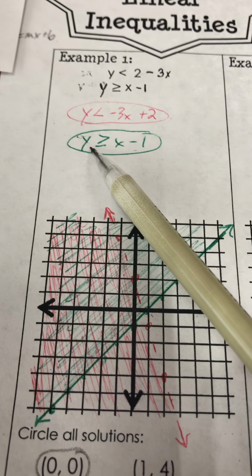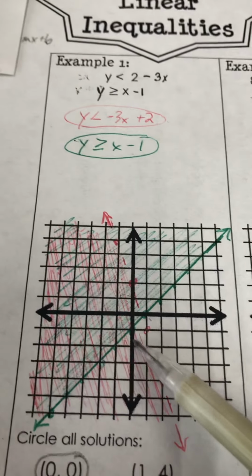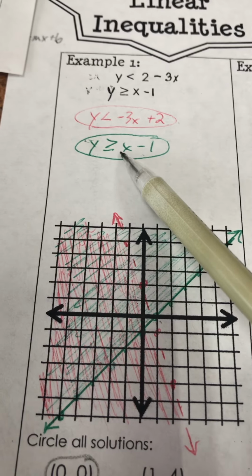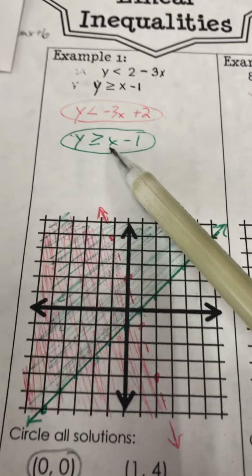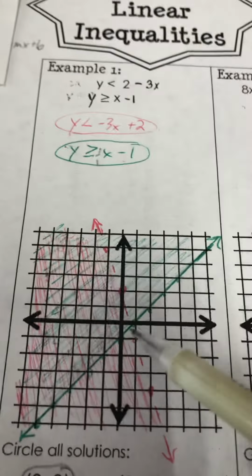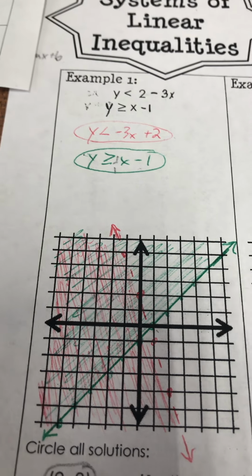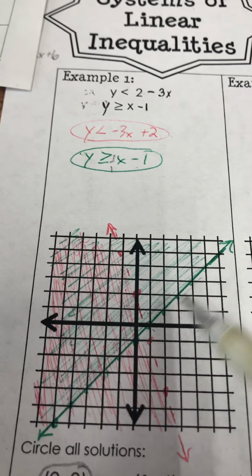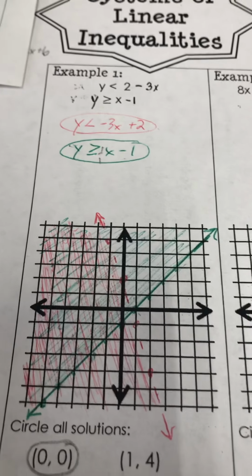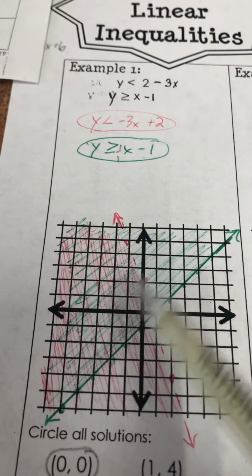So the green one, I had y equals just 1x minus 1, so I went to minus 1. And remember, if you don't have a number there, I just have a 1x, so remember that's going to be like 1 over 1. So the rise over run is going to be 1 over 1, and I just connect those dots. That's going to be a solid line. And then y is greater than that, so everything's shaded above it.